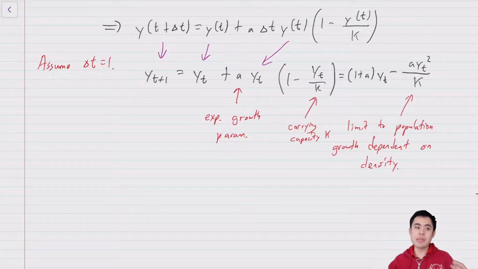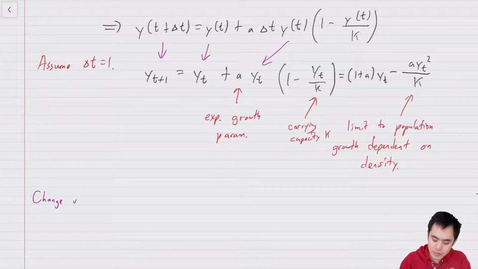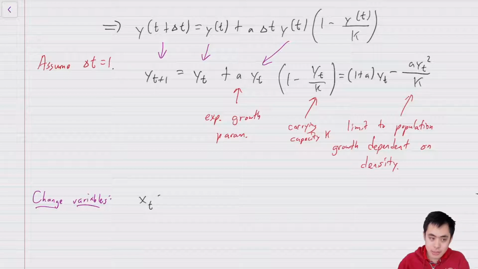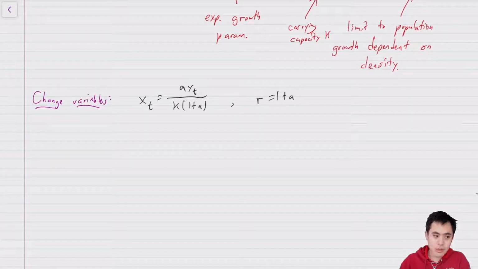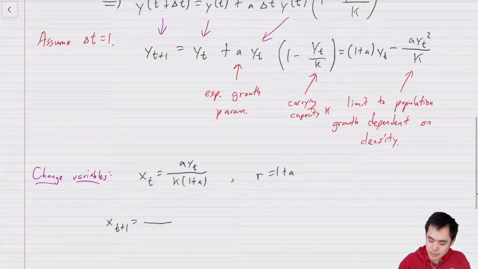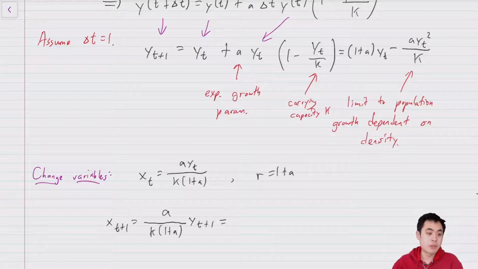We can lump the two of them together by doing a change of variables, and that's going to make our analysis a lot easier. So let's change variables. Let's say that x_t is equal to a y_t over K times (1 + a). And we're going to say r is equal to 1 + a. Well, then when we do that, you end up getting that x_{t+1} is equal to, well, let's plug that in. a over K times (1 + a) times y_{t+1}. And y_{t+1} we can plug in our above equation.